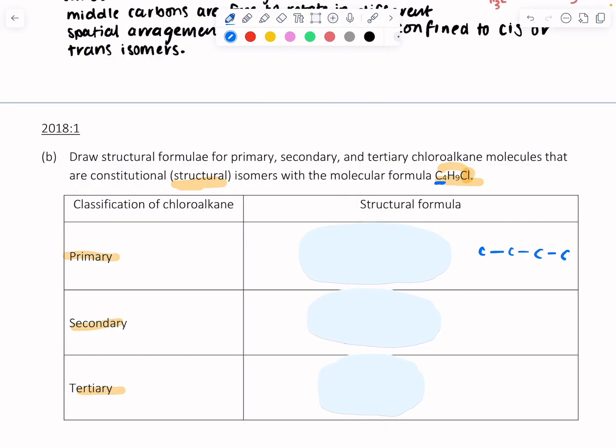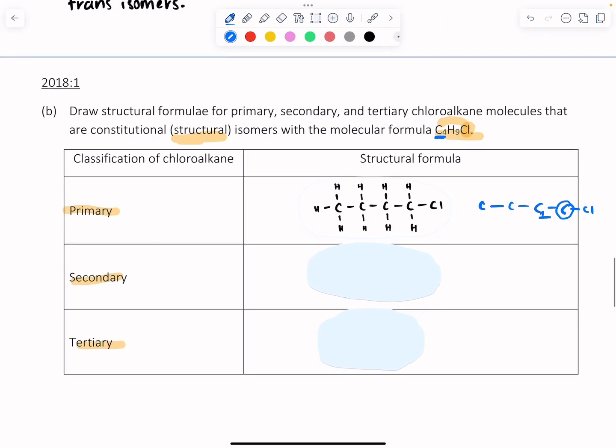And so chlorine has to be bonded to one carbon that's bonded to just one other carbon. And so I would put the chlorine on the end, okay, because it's bonded to a carbon that is bonded to one other carbon. And so what I've drawn here is this. Take time to see if you can draw a secondary and tertiary isomer, and then come back and play the video and see if you got it correct.